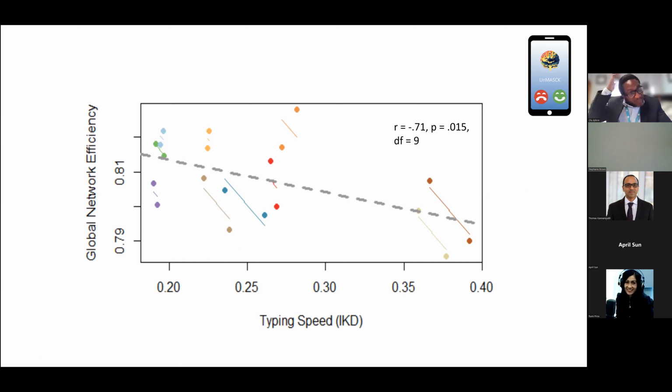And here's just an example of some really preliminary data from our first 10 subjects suggesting that this might be the case. We're looking at typing speed on the x-axis versus brain network efficiency. And what you're seeing here is that the higher the efficiency, the faster the typing speed is, in support of our hypothesis. So now we're doing some interim analyses to see if this holds up with a larger sample.